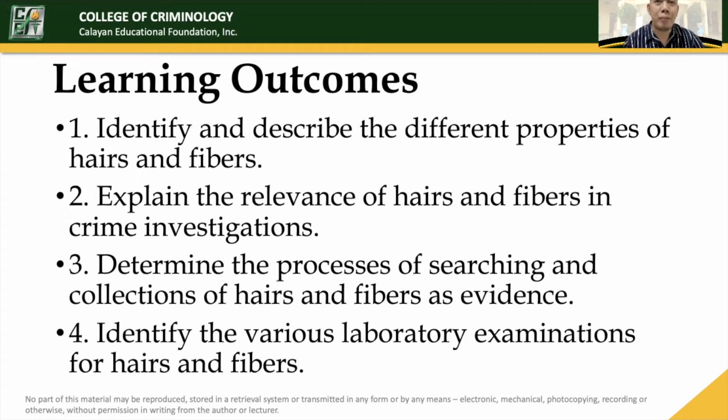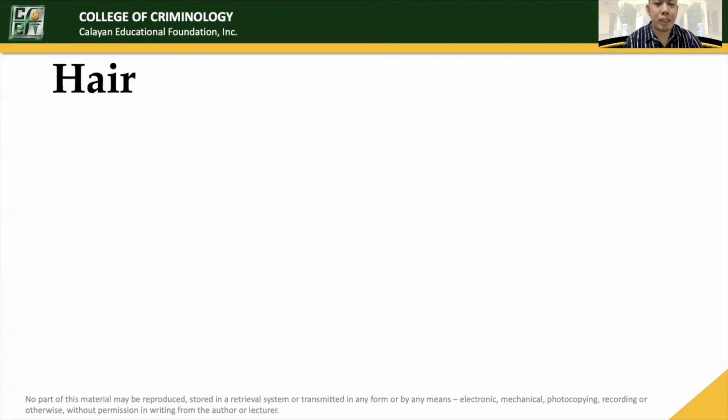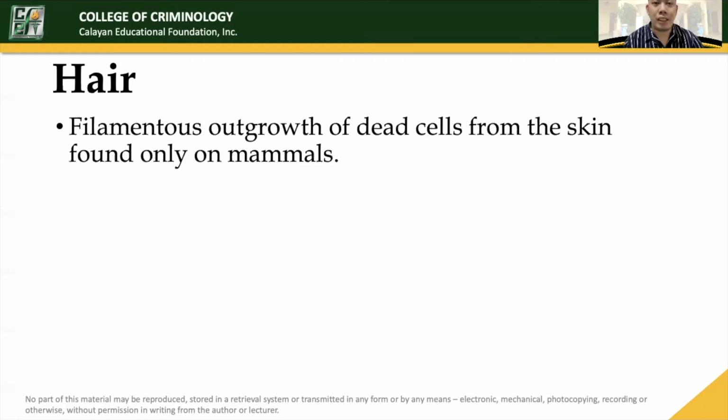So as we all know, hairs and fibers are very crucial also in crime investigation. So let us find out the different properties of hairs and fibers. So first, let us define or describe what a hair is. So, as stated, it is a filamentous outgrowth of dead cells from the skin found only on mammals.